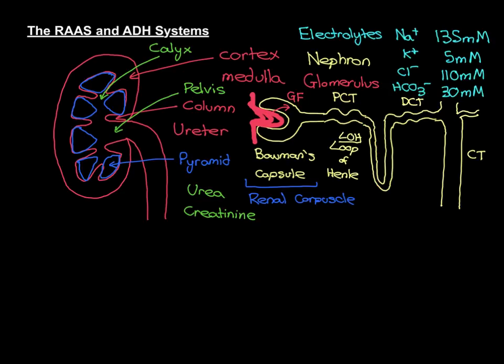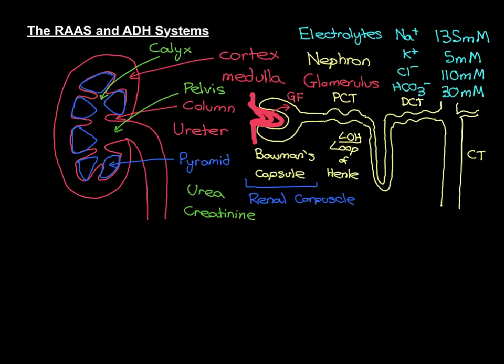which consists of these three major different parts: the proximal convoluted tubule, which is in the cortex, the loop of Henle, which dips down into the renal pyramid tissue, and then the distal convoluted tubule, which is right back up in the cortex. The distal convoluted tubule then drains into a collecting tubule that makes its way back through the renal pyramid and will empty out at the bottom of a renal pyramid into a calyx.